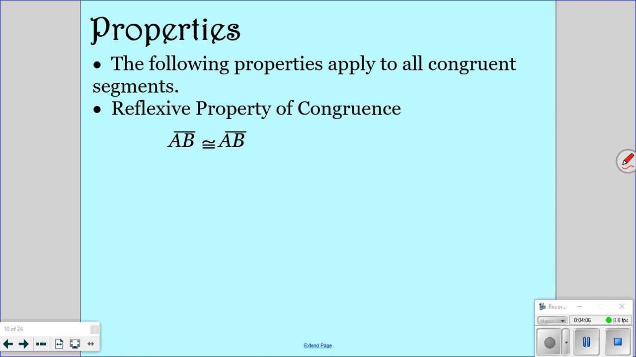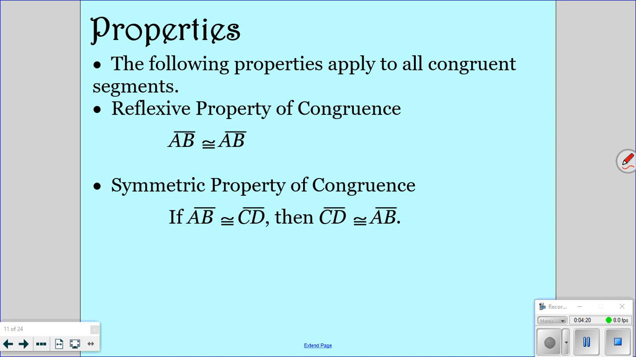Now we're going to look at some properties that apply to all congruent segments. The reflexive property just tells you that AB is congruent to AB. It's the exact same thing. It is congruent to itself. The symmetric property of congruence tells you that if AB is congruent to CD, then CD is congruent to AB.